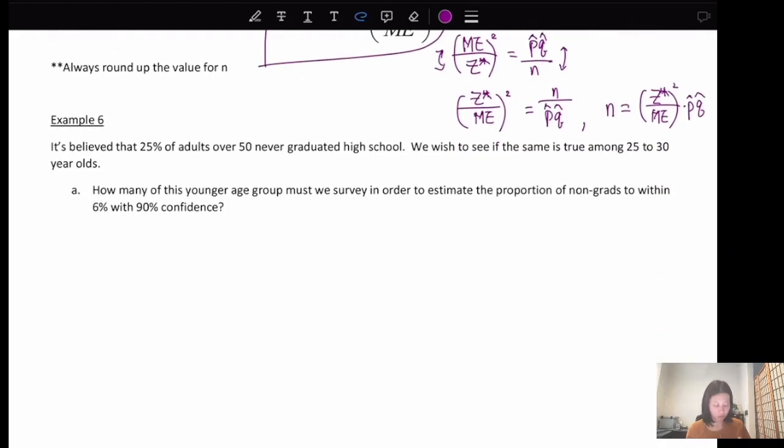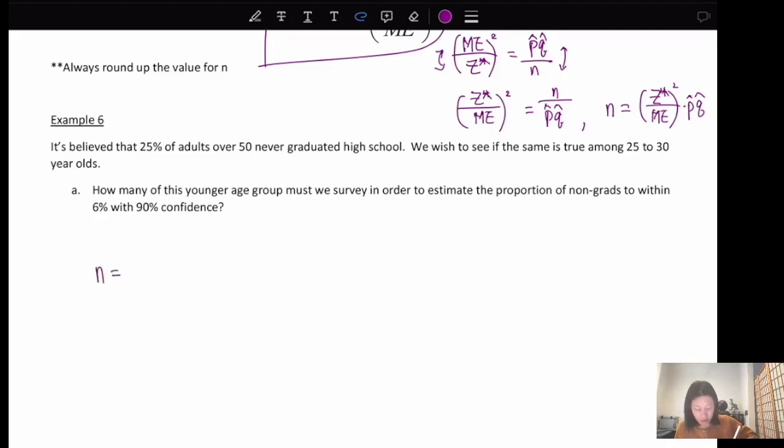Okay, now it is believed that 25% of the adults over 50 years old never graduated from high school. We wish to see if the same is true among 25 to 30 year olds. How many of this younger age group must we survey in order to estimate the proportion of non-graduates to within 6% with 90% confidence interval?